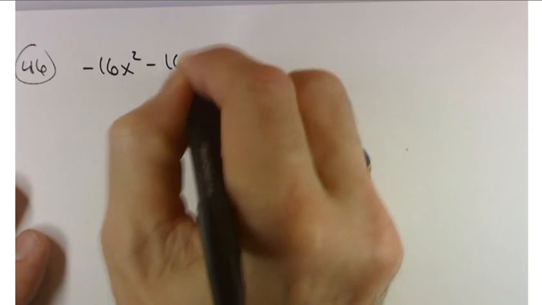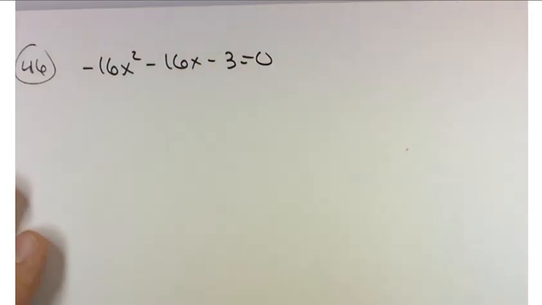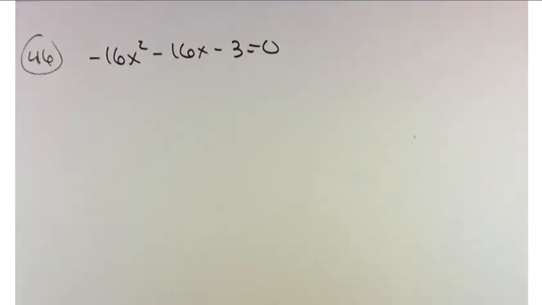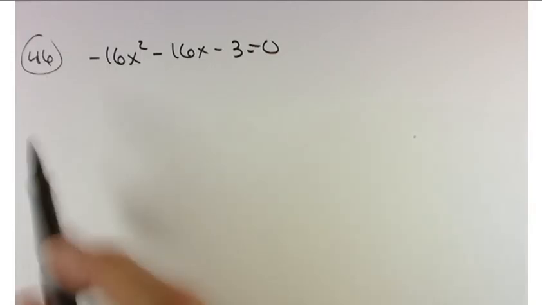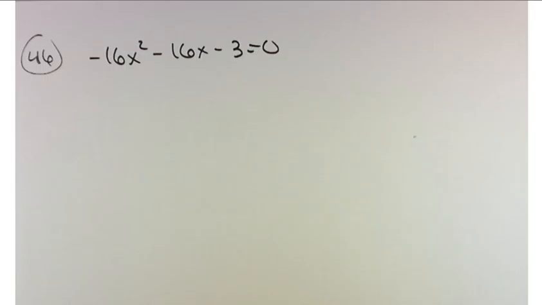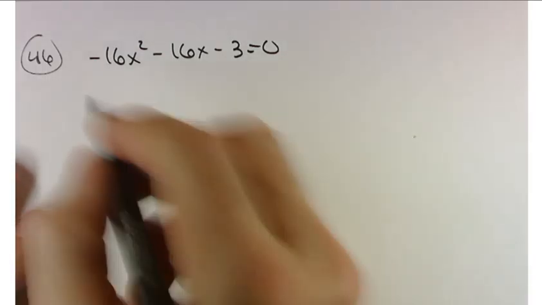So problem number 46. Let me just double check that one in the book. -16x squared minus 16x minus 3 equals 0. Boy, I'll tell you, from my own experience, I see those negatives creating problems for people quite often when they work with quadratic equations.